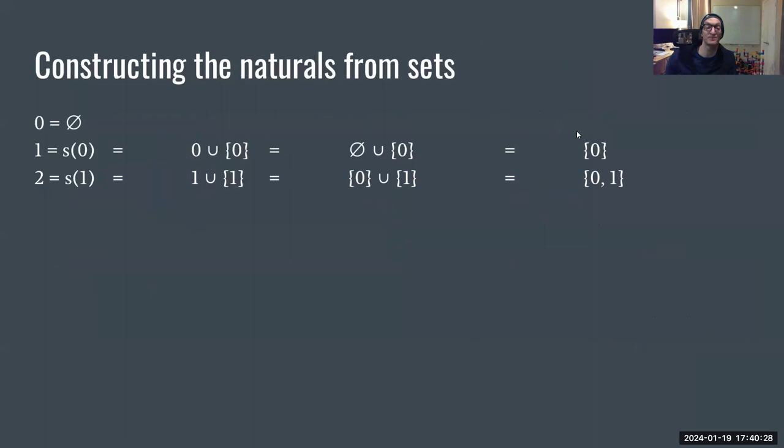And when you union together the set containing 0 and the set containing 1, you get the set containing 0 and 1. So 2 is the set containing 0 and 1. 3 is 2 union the set containing 2. So that's 2, which is 0, 1.